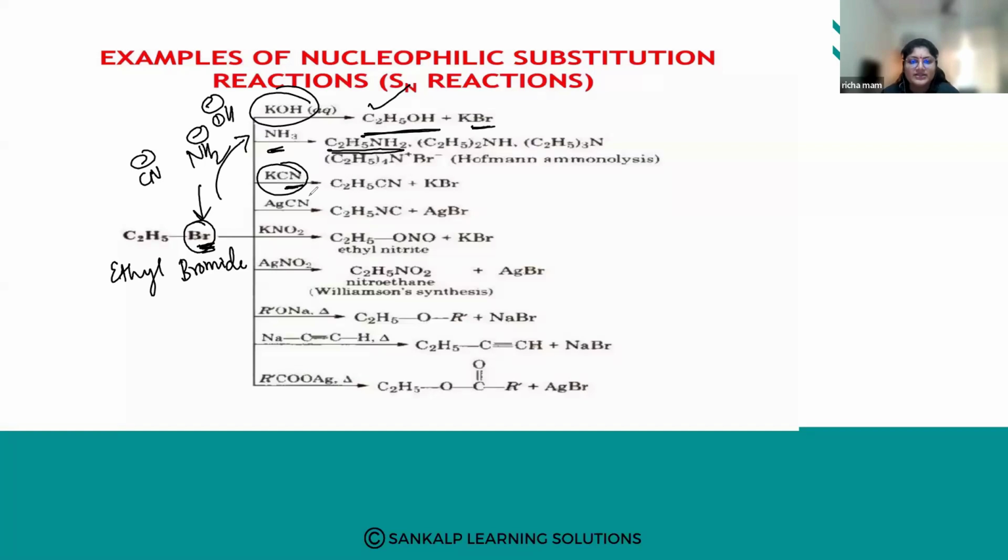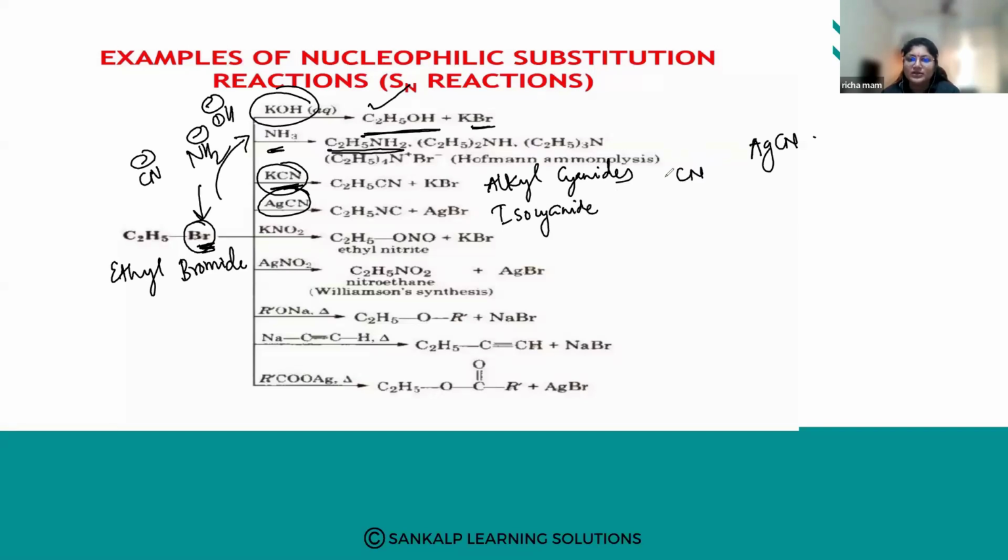Then the next reagent is AgCN, that is silver cyanide. So whenever I have KCN, it will form alkyl cyanides. And when you have AgCN, they form isocyanides.